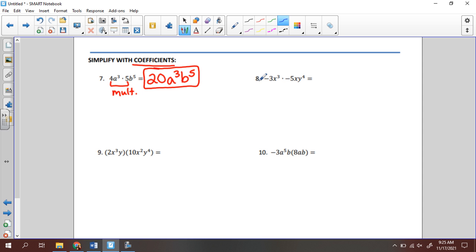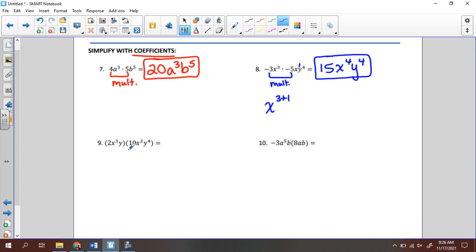All right, look. Number 8. Yet again, we're multiplying. So what is negative 3 times negative 5? Positive 15. Put it down as part of your final answer. 15. All right, now, I do see some x's that match. So 3 plus a 1, yes. Does y have anything that matches it? No. Okay, so I get to put x to the 4th and then just sit the y to the 4th beside it. It had nobody else to combine with.